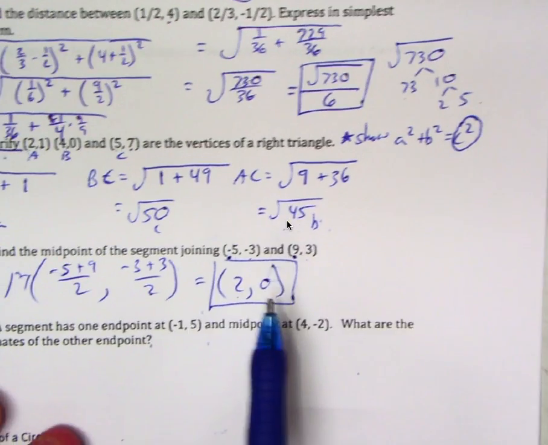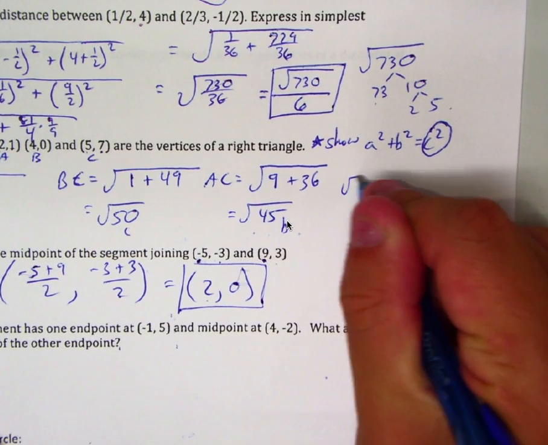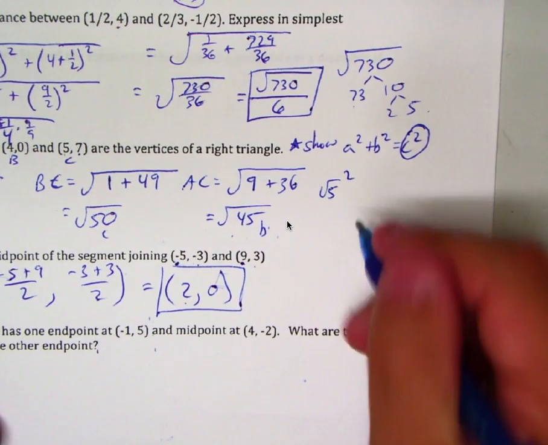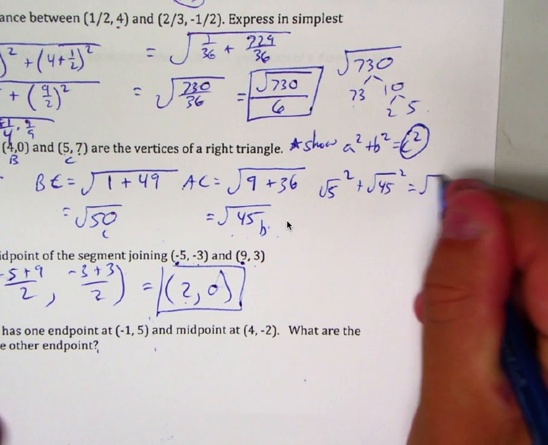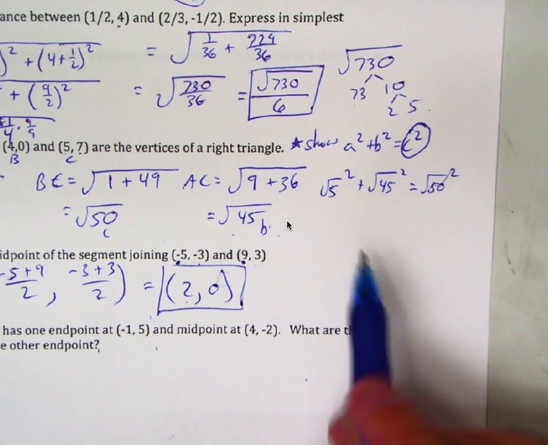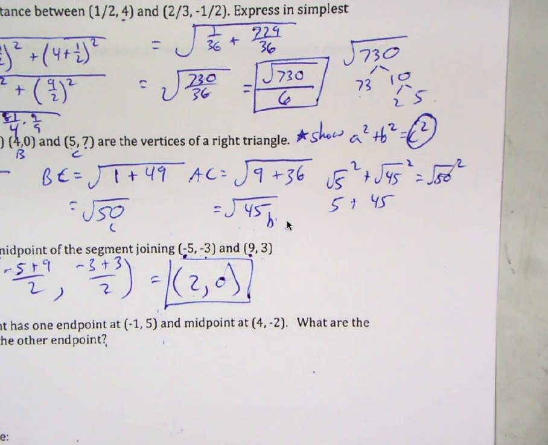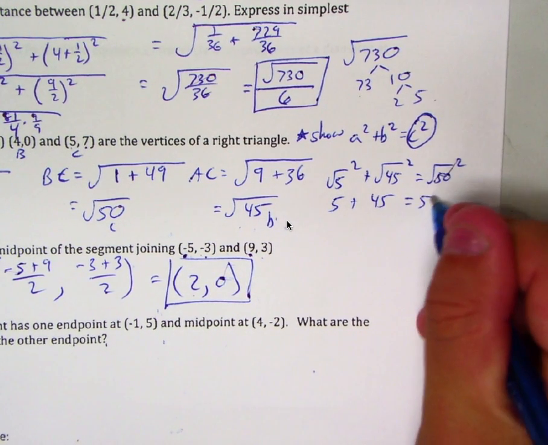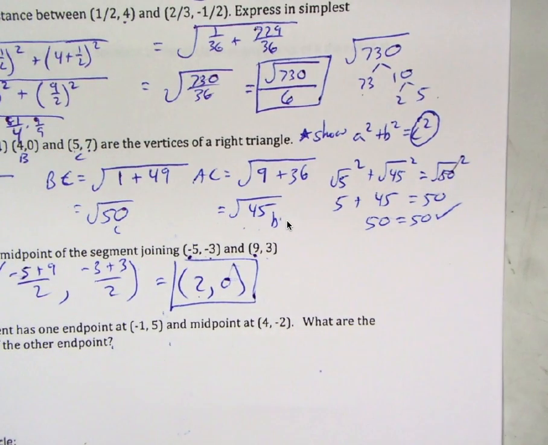Okay? So now we're going to do a squared plus b squared equals c squared. So square root of 5 squared plus square root of 45 squared equals square root of 50 squared. Let's make sure this is true. Well, square root of 5 squared is 5. Square root of 45 squared is 45. Square root of 50 squared is 50. 50 does equal 50. Woo!